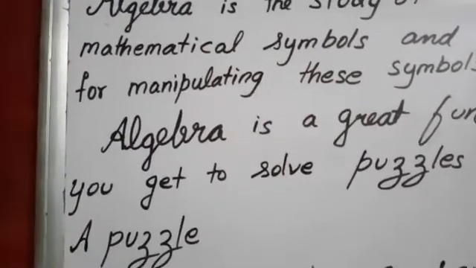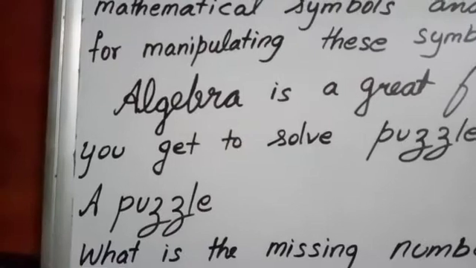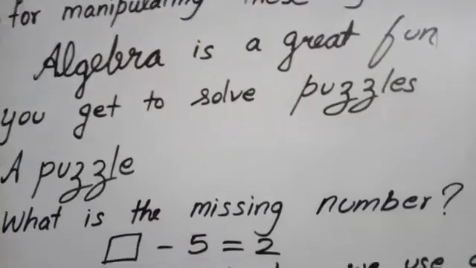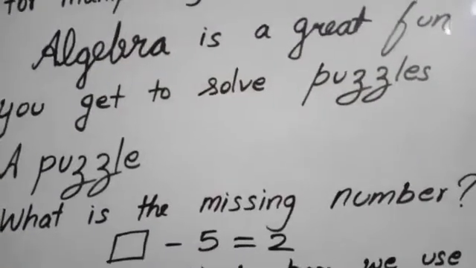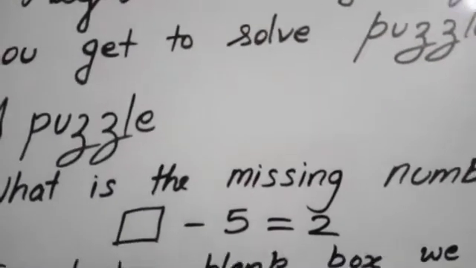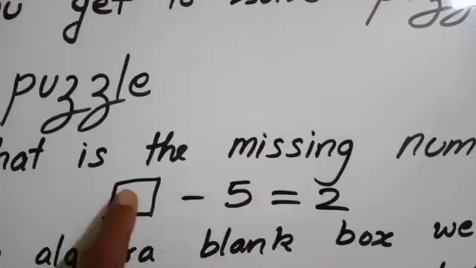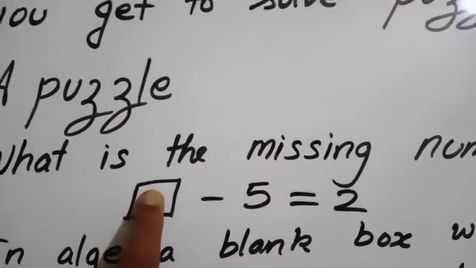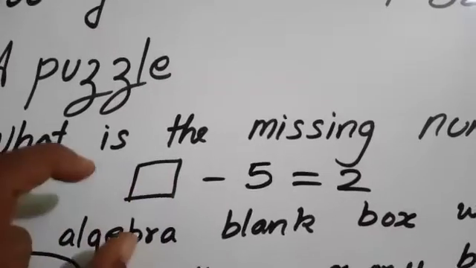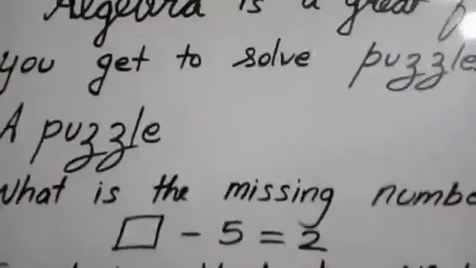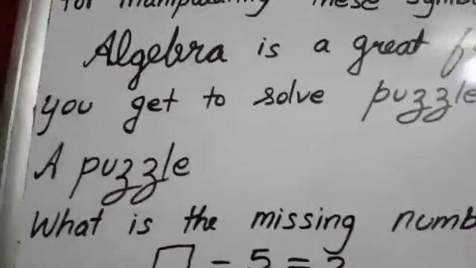Dear students, what is a puzzle? What is the missing number? You can find out a missing number. Now the box is given here: box minus 5 is equal to 2. You can find out the answer. By which number? Now the number is missing. I mean the robber is missing. So we are going to find out the robber.